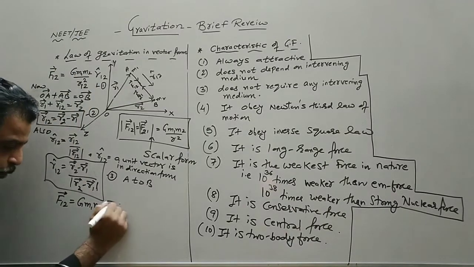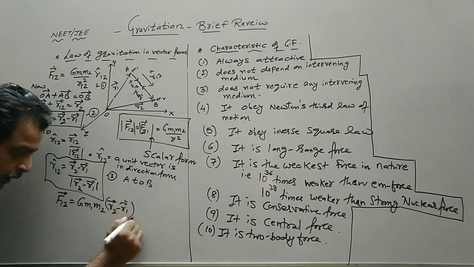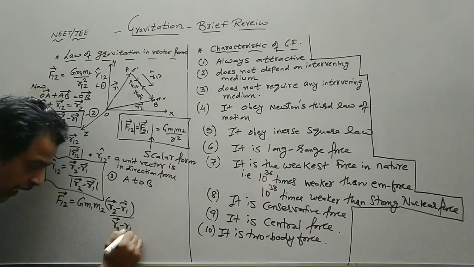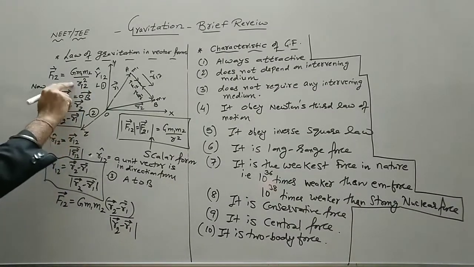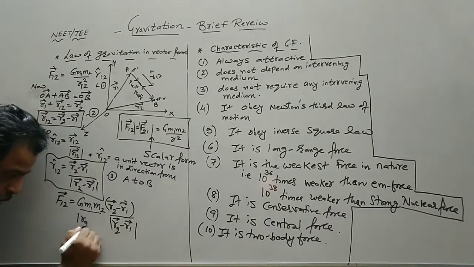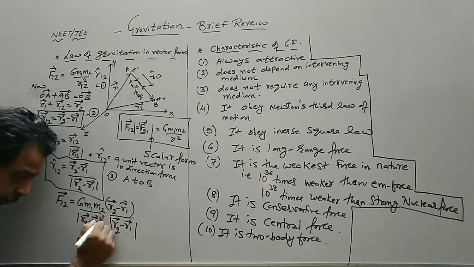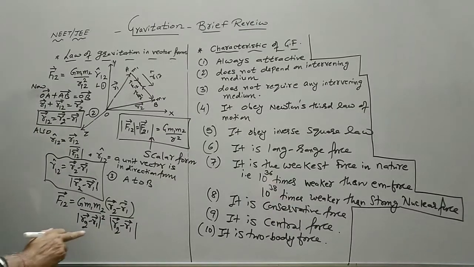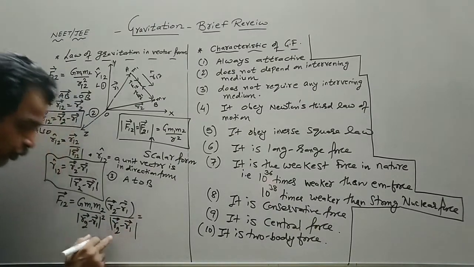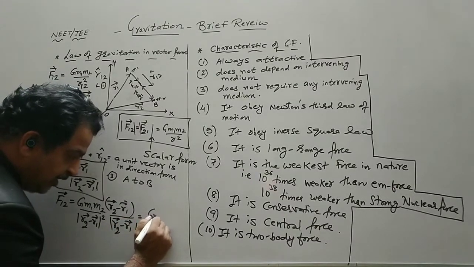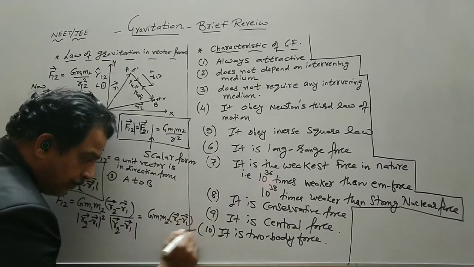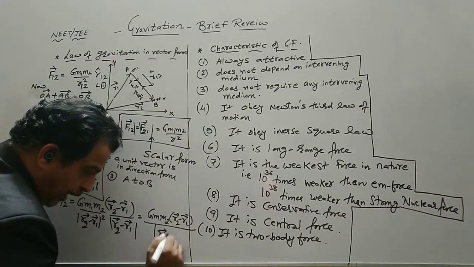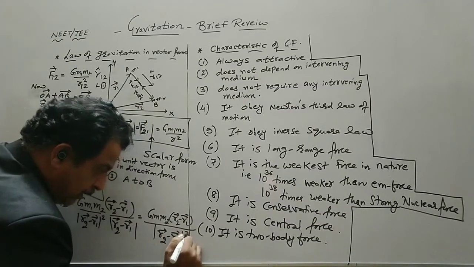12. So R2 minus R1 divided by the mod of R2 minus R1, then we have R12 square. So R12 is R2 minus R1, but it is in scalar form. So again we write the magnitude of R2 minus R1, the mod square. So in the denominator it becomes the cube of the magnitude of R2 minus R1. So the formula becomes G M1 M2 times R2 minus R1 upon the magnitude of R2 minus R1 cube.